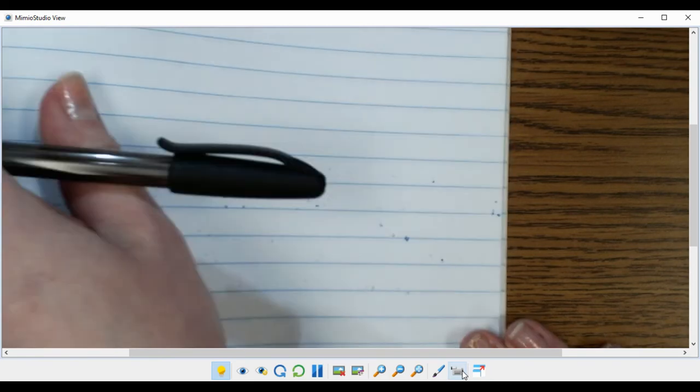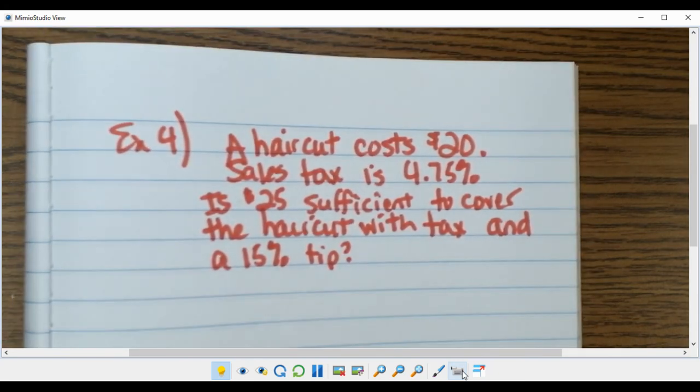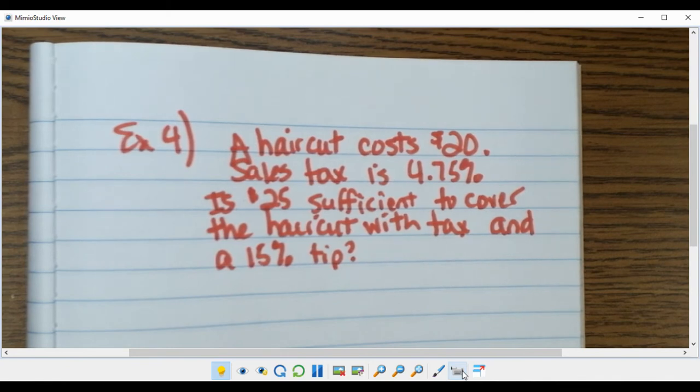Last one. This kind of wraps it all together in one spectacular problem. So a haircut costs $20. You go to the barbershop, you go to the salon, you see up on the wall, $20 haircut. Sales tax is 4.75% because if they're making a sale, they got to charge it to you. You only have $25 in your pocket or in your wallet or in your purse. Is it enough to pay for the haircut and the sales tax and give the person who performed the haircut, your barber, your beautician, your hairdresser, whatever you call them, can you still give them a 15% tip?